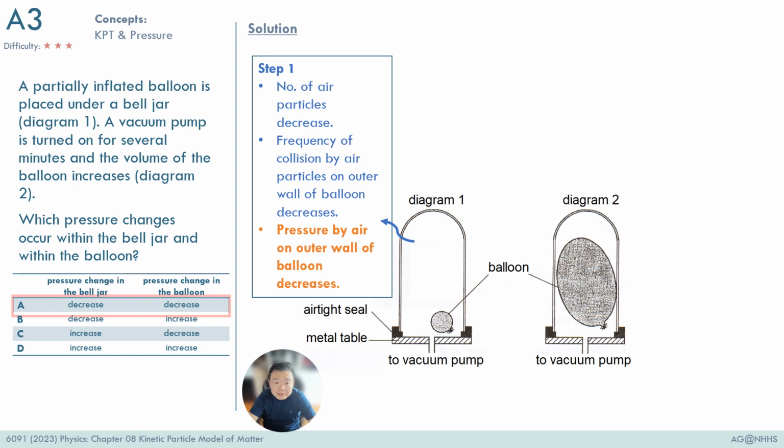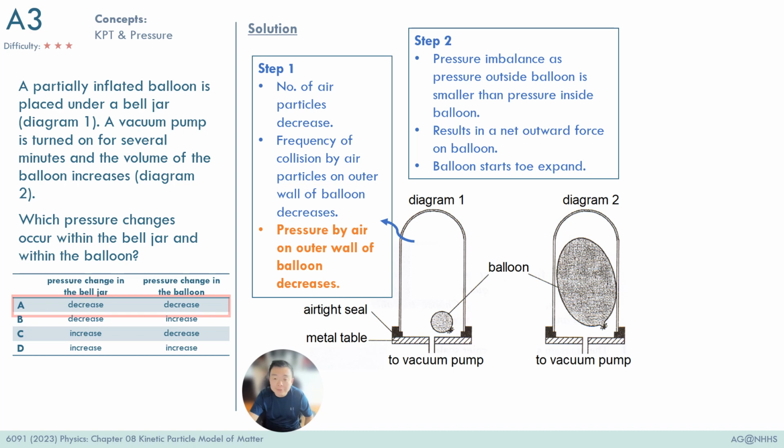So therefore, this gets us our first answer, that the pressure by air in the chamber on the outer wall of the balloon will decrease, because when the frequency of collision decreases, the total force acting on the outer balloon will also decrease, the pressure will decrease. Now step 2, this will therefore create a pressure imbalance. The outside pressure of the balloon, as we said just now, is now lesser, it decreases. The inside pressure of the balloon caused by air inside the balloon remains as big as before.